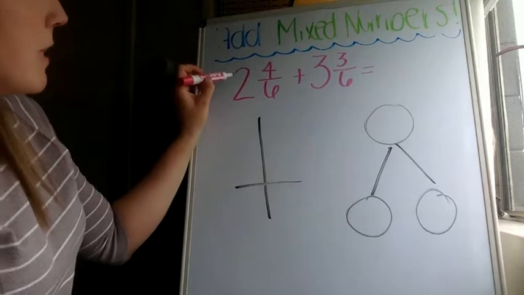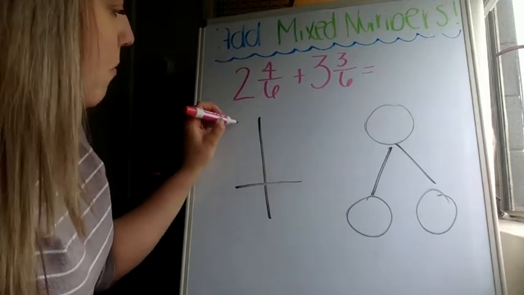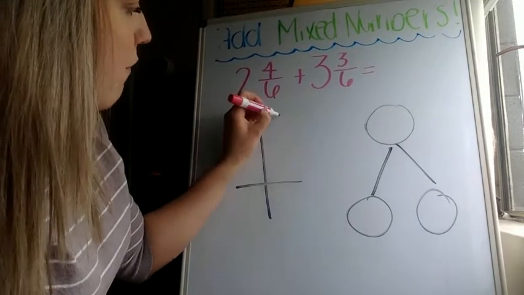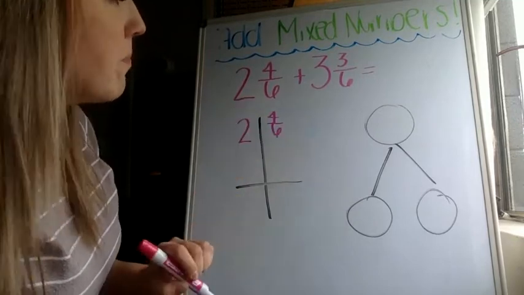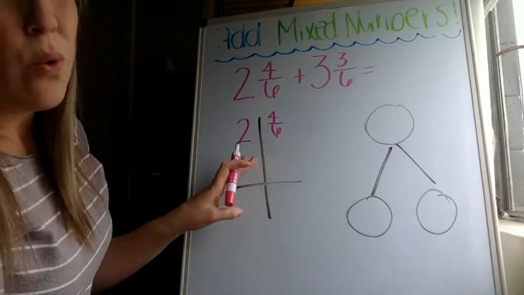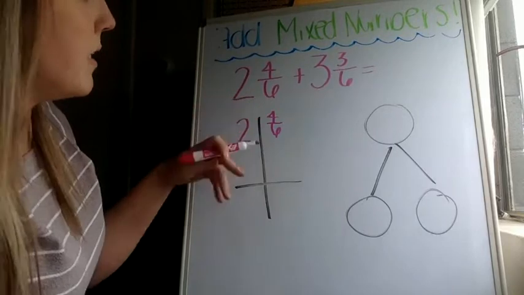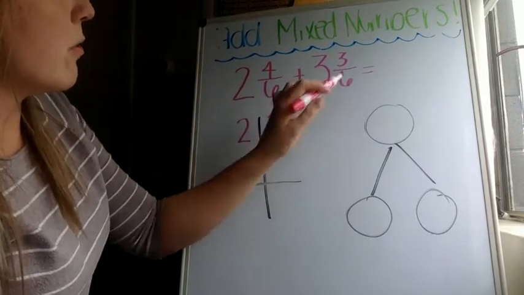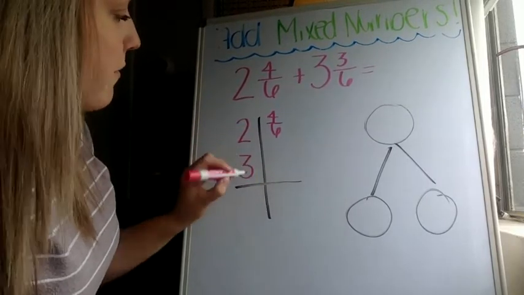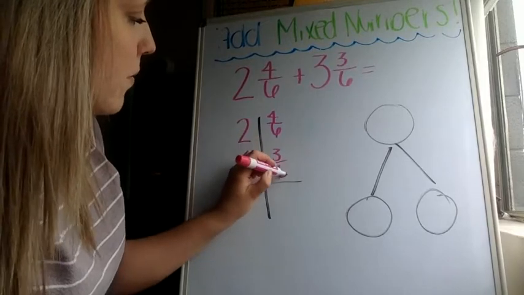So my first mixed number is 2 and 4/6. So my 2 goes over here on the left, 4/6 goes over here on the right. And remember, this is just a way to organize your mixed numbers to make it easier to add. The next one is 3 and 3/6. The 3 goes over here on the left. The 3/6 goes over here on the right.